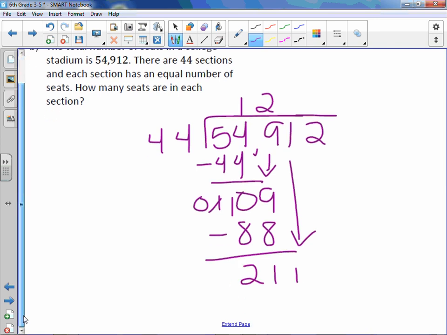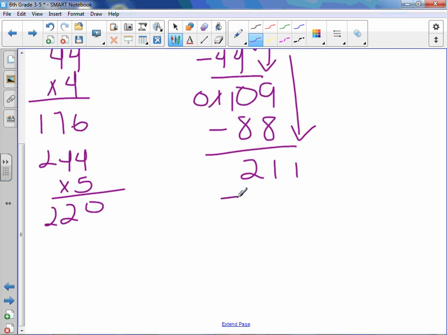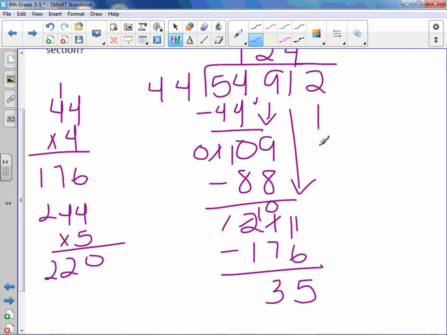200, I would say maybe 4 times. So let's try 4, see where it takes us. 176. Let's try one more just to be safe. I don't think we could do one more, but it's always good to check. Nope, 220 is too much. So 4 it is. Minus 176. We get 35. Bring down the 2.